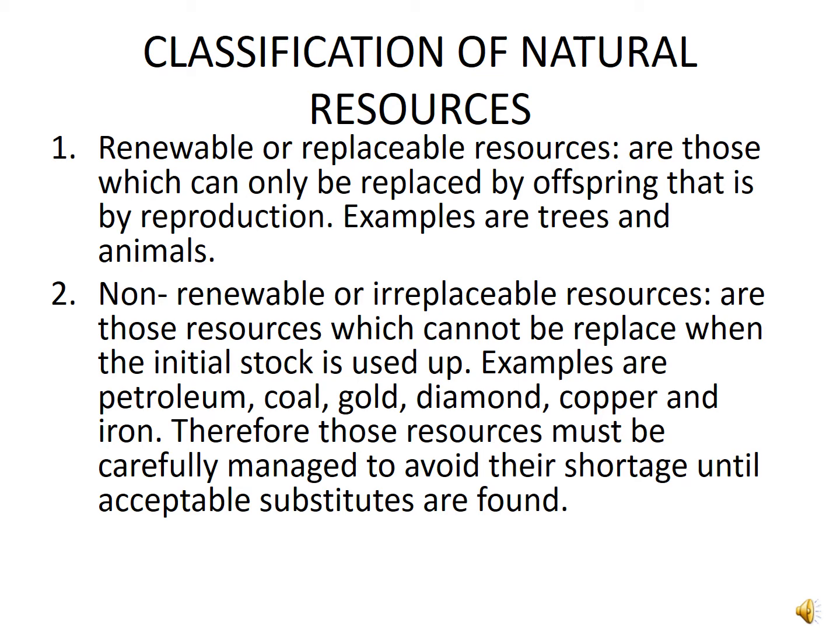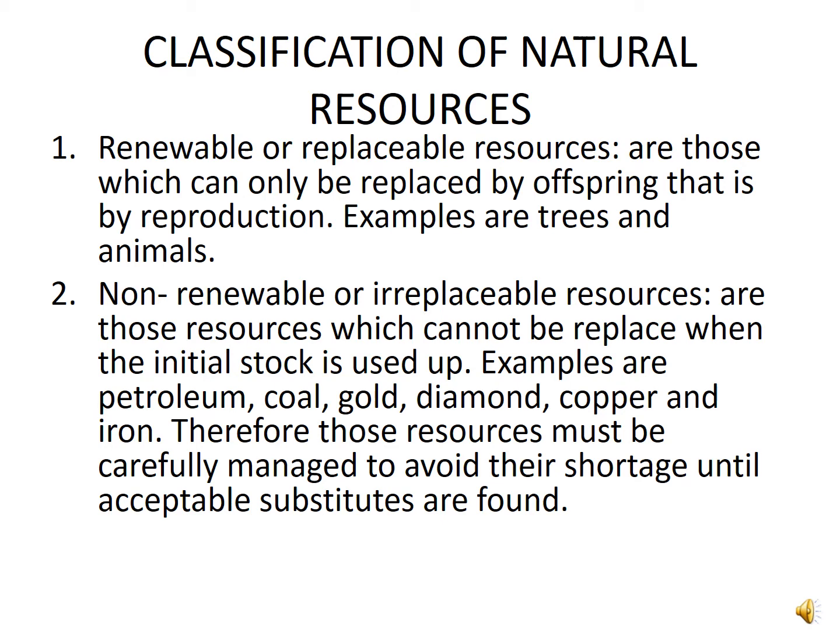1. Renewable or replaceable resources. Renewable or replaceable resources are those which can only be replaced by offspring, that is, by reproduction. Examples are trees and animals. From this statement, renewable or replaceable resources are those resources that are replaced in the environment when they are used by offspring, that is, by reproduction.